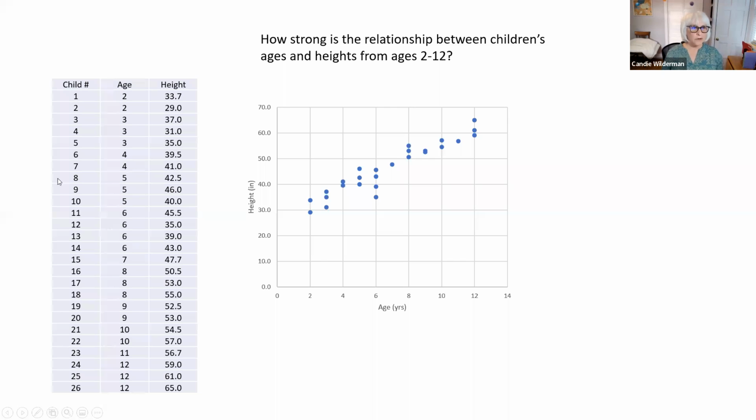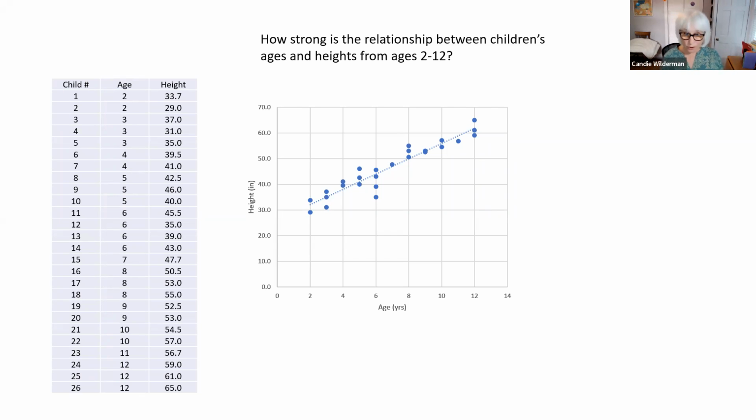Here's our data. We have 26 children, and here are their ages from 2 to 12, and here are their heights. We take that data and plot it, age on this axis, height on this axis, and every one of these points is a child, correct? And that child is defined by its age and its height. So we plot it in age, height space. Then we draw a line that is the best fit for those points. That's called a trend line or best fit line.